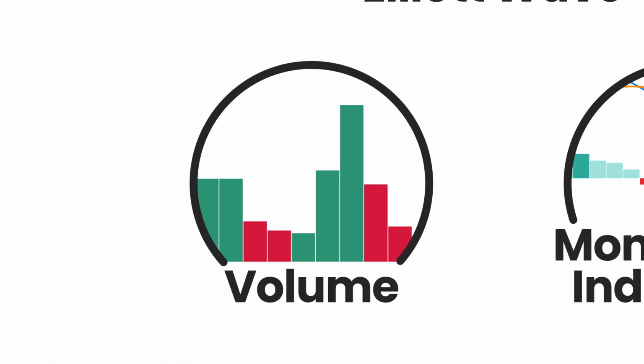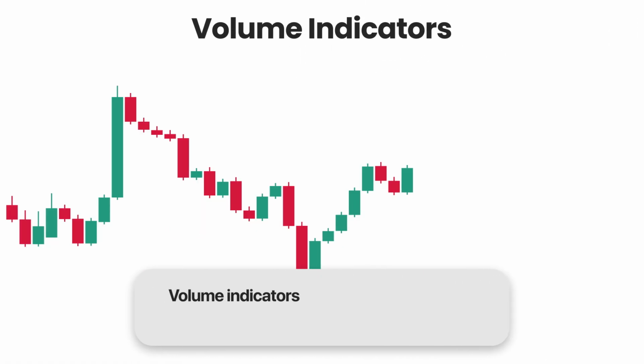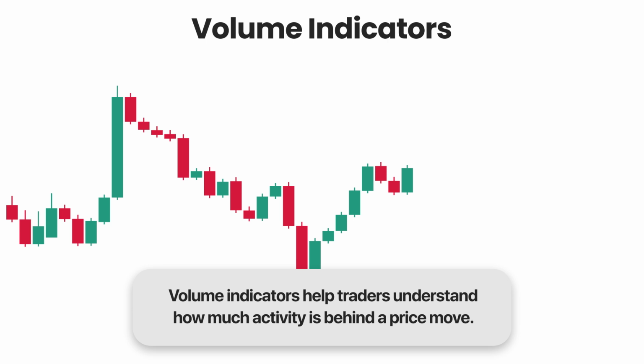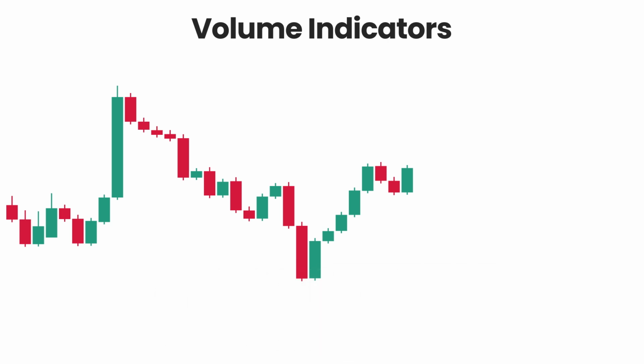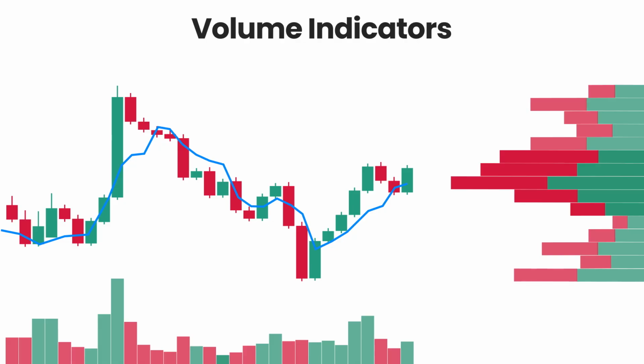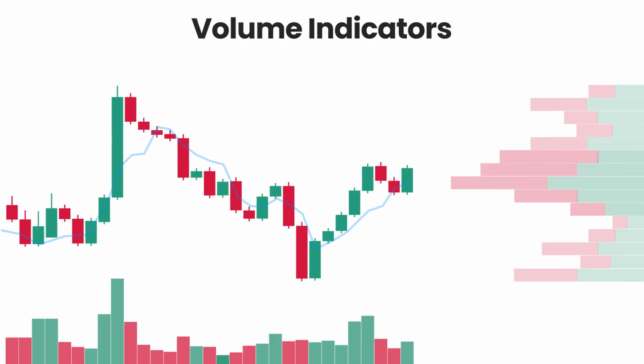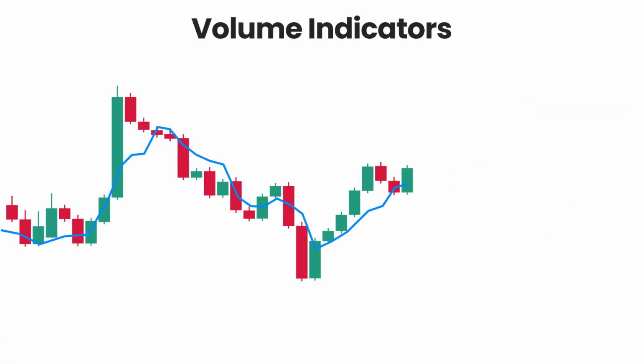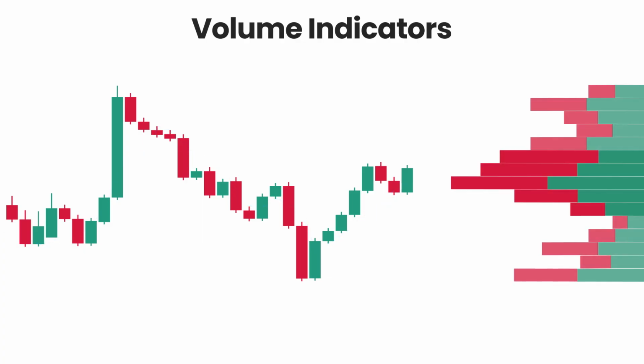Volume indicators. Volume indicators help traders understand how much activity is behind a price move. Instead of only looking at where price is going, they show how much participation is involved in that movement. Examples include regular volume bars, VWAP, and volume profile.